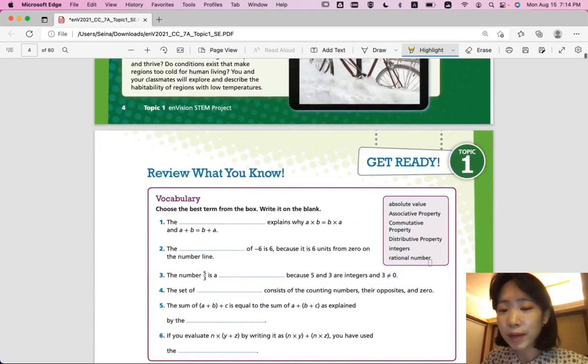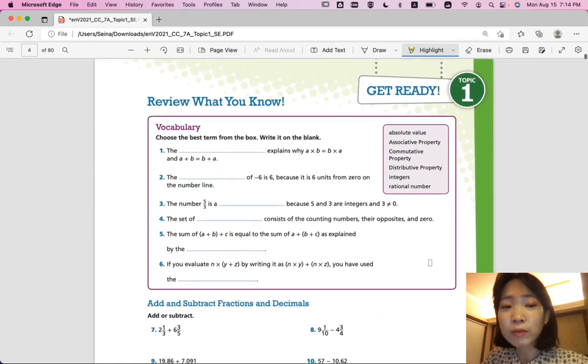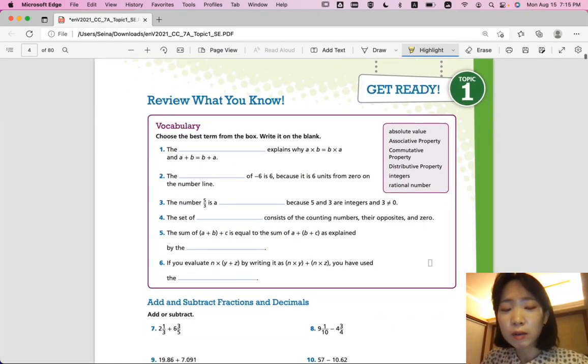Before we begin the topic, let's start with reviewing what you know. Let's look at this vocabulary. We have the word bank here: absolute value, associative property, commutative property, distributive property, integers, and rational number. We're going to choose the best term from the box and write it on the blank. The blank explains why A times B equals B times A, and A plus B equals B plus A. What type of property is that? Is it associative? Is it distributive?